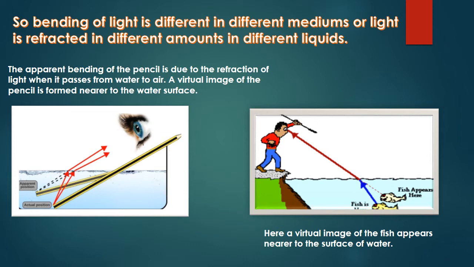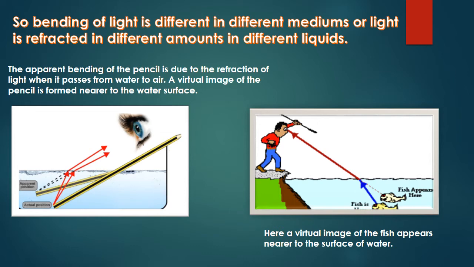Similar to the case of the fish, the virtual image of the fish appears nearer to the surface of water. Hence the person has a view of that. So all these are the effects of refraction. Besides this, there are many more examples, like stars appear to twinkle on a clear night. It's due to atmospheric refraction. A pool of water appears to be less deep than actually it is. It is due to refraction of light. The object that is placed under water appears to be raised. So all these, children, are different effects of refraction that we see in our day-to-day life.